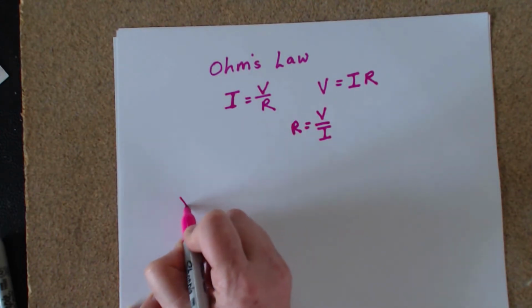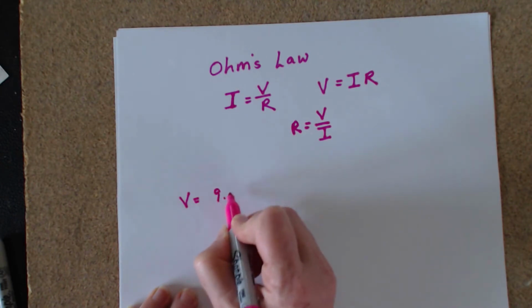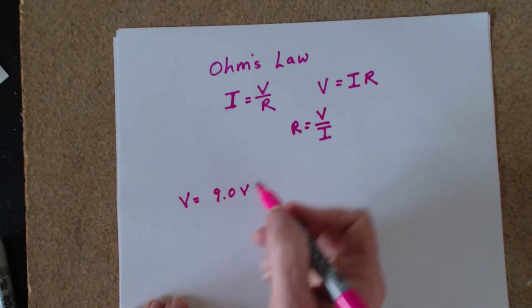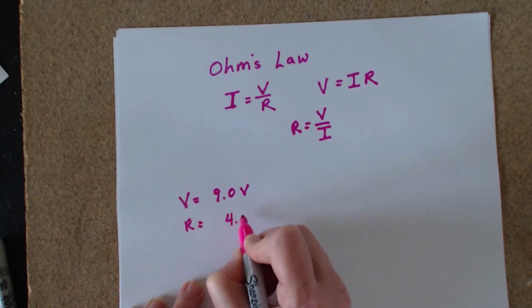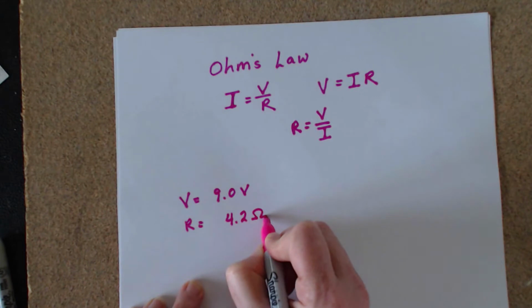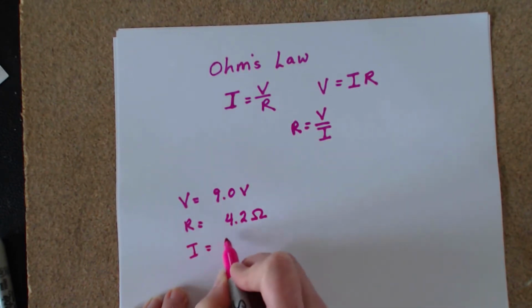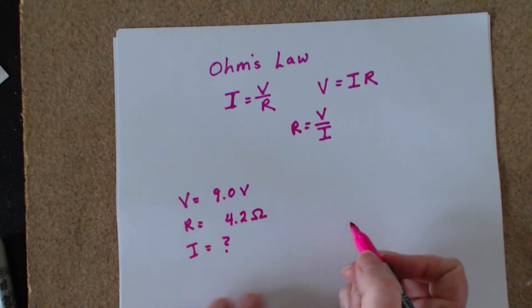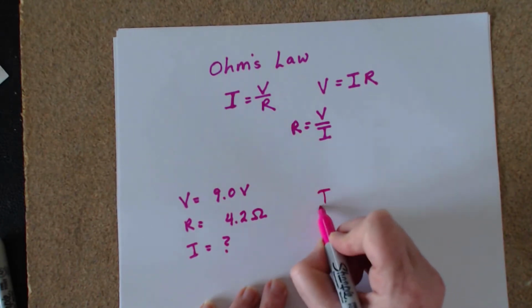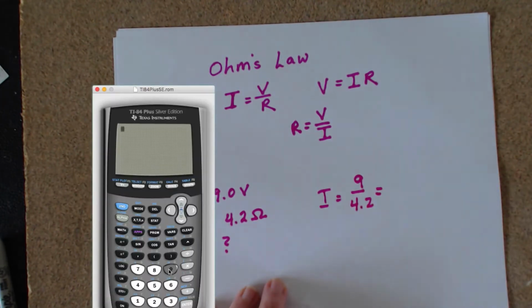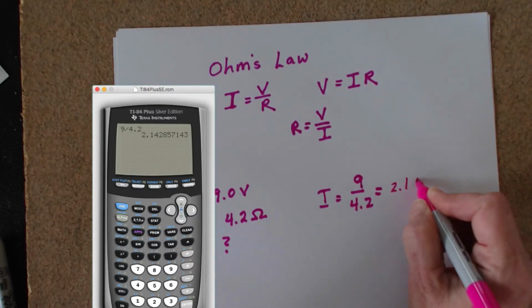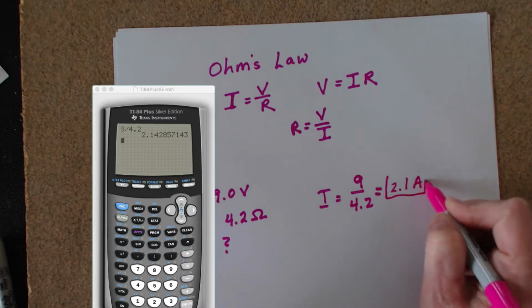Let's assume we have a potential difference across the terminals of a battery of 9 volts. We have a resistance within this circuit of 4.2 ohms. What is the current in this circuit? Current is equal to my voltage divided by my resistance, giving us an answer of 2.1 amps.